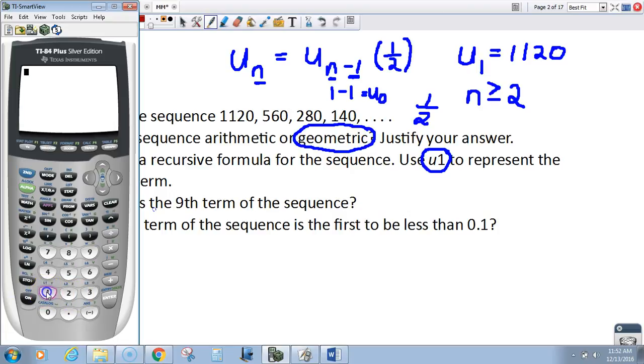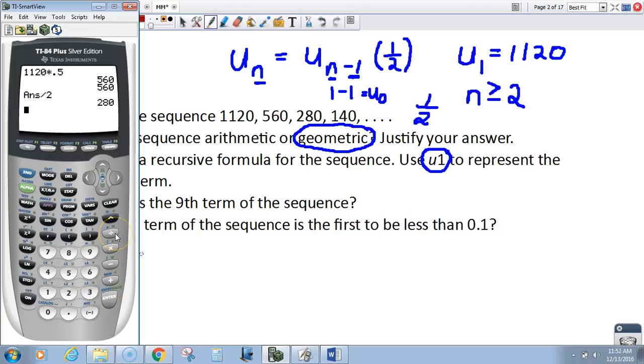So if 1120, watch what you can do with the calculator, is my first term, and I multiply that by 0.5 and hit enter, my second term is 560. Okay? Then, if I take 560 and divide that by 2, my third term is 280. And I said divide by 2, but you can multiply by 1/2, whichever one you want to do.